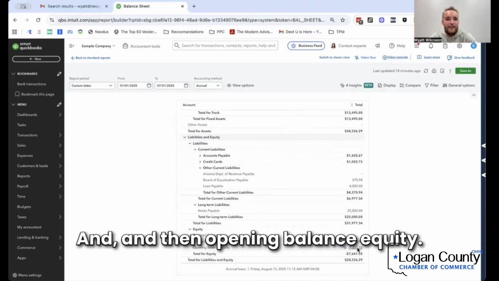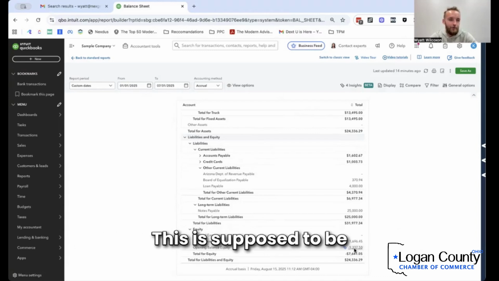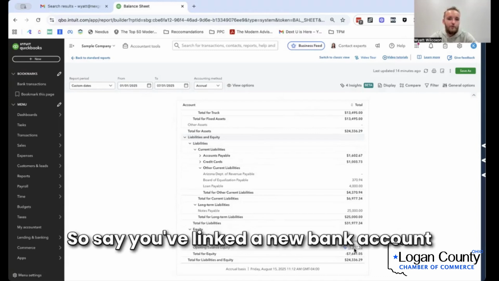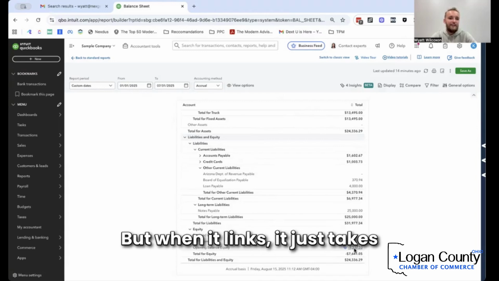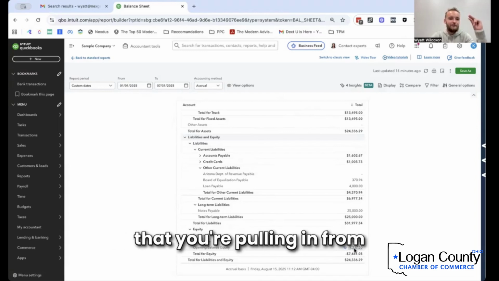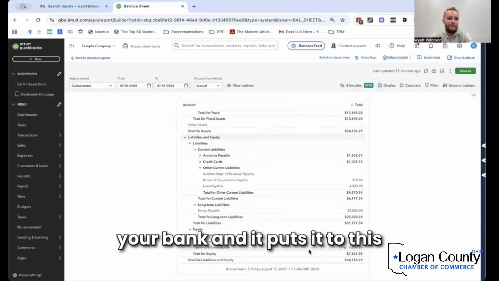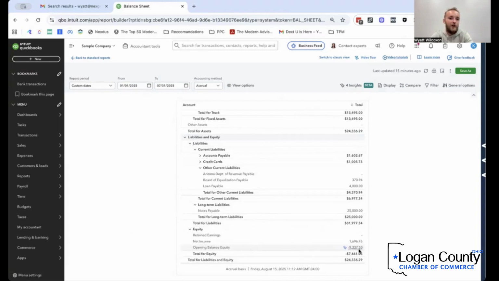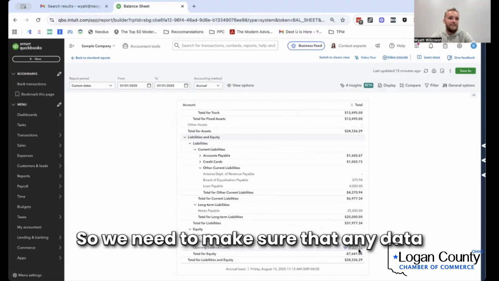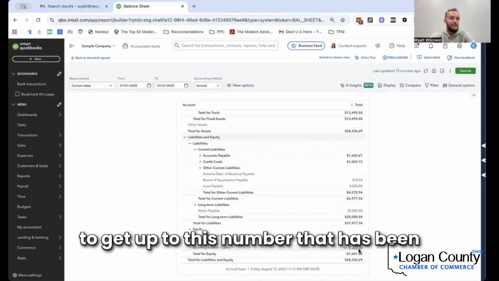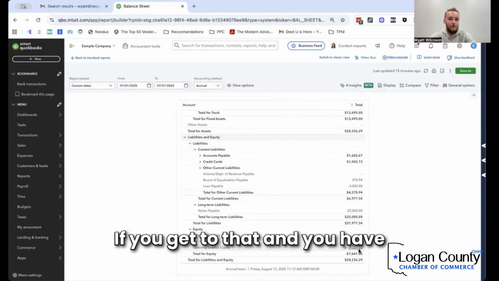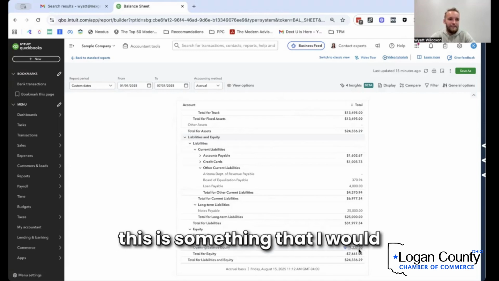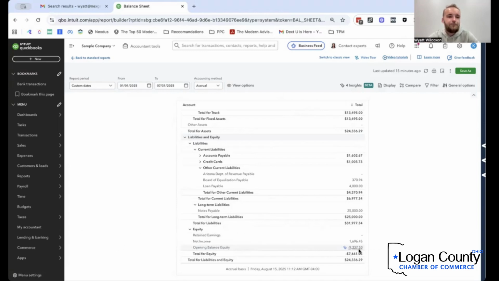And then opening balance equity, this is supposed to be a temporary account. So say you've linked a new bank account to your QuickBooks file. We need to have all the activity in there, but when it links, it just takes the starting balance of the period that you're pulling in from your bank and it puts it to this opening balance equity account. So we need to make sure that any data to get up to this number that has been imported is in our QuickBooks file. If you get to that and you have no clue what to do, again, this is something that I would ask your accountant about.